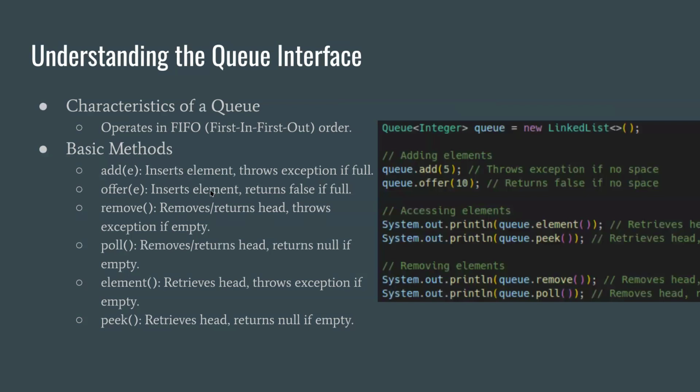And we have element and peek. Both of them will retrieve, but do not remove, the head of the queue. The difference between those two is that element throws an exception if the queue is empty, while peek simply returns null. So understanding these methods is fundamental for manipulating queues efficiently in Java.